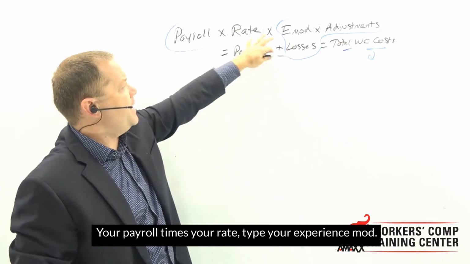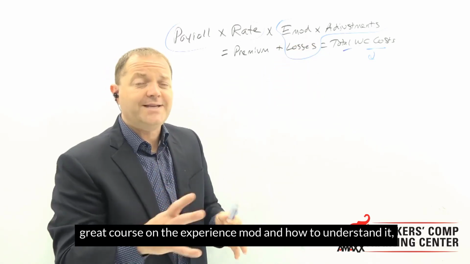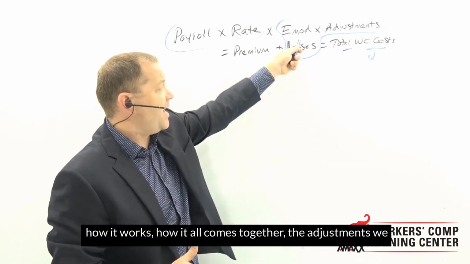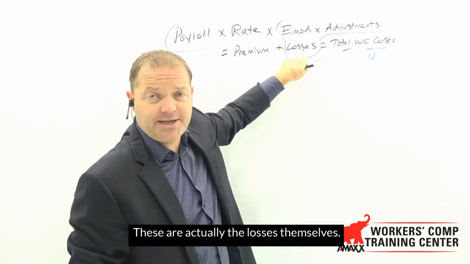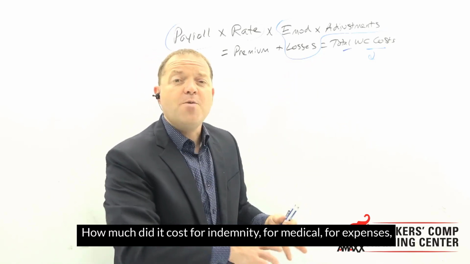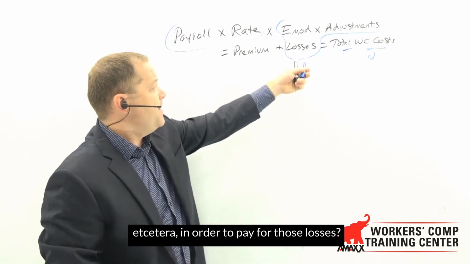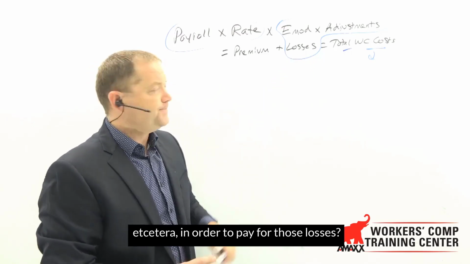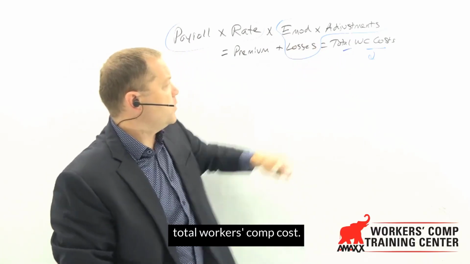Your payroll times your rate, your experience mod, and if you're not familiar with your experience mod, I've got a great course on the experience mod and how to understand it, how it works, how it all comes together. The adjustments we just talked about, and then here's your losses. These are actually the losses themselves. How much did it cost for indemnity, for medical, for expenses, etc., in order to pay for those losses? When you put all these things together, it ends up being your total workers' comp cost.